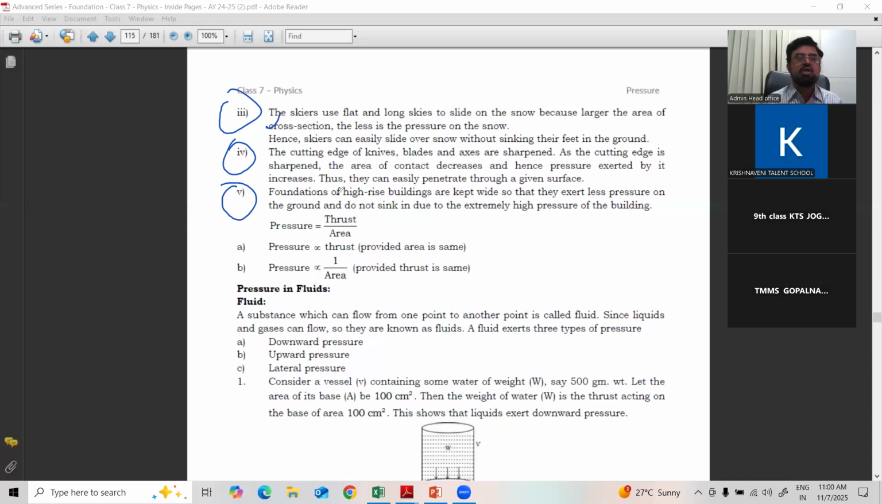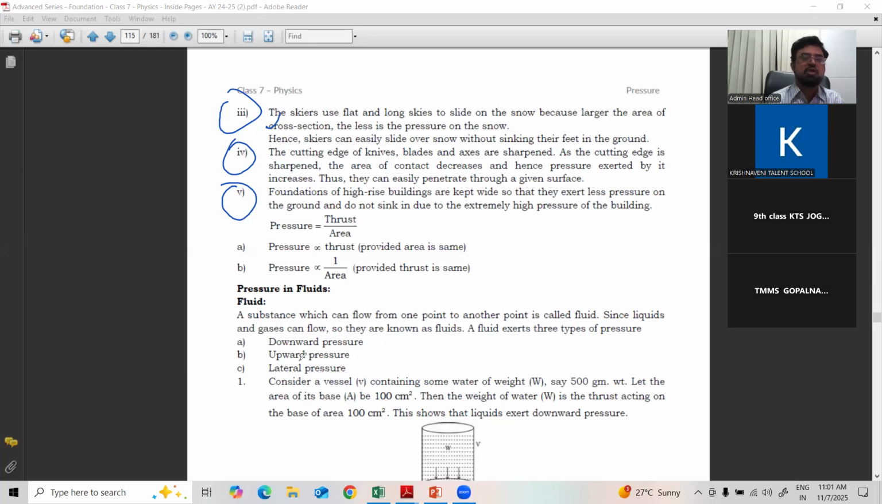Next, the foundations of high-rise buildings are kept wide so that they exert less pressure on the ground and do not sink due to extremely high pressure. The wider the foundation, the more strongly the building will stay. So we cannot build a high building with a small area. Pressure increases because of gravitational force, the weight of all the things coming down. So it should be wide.